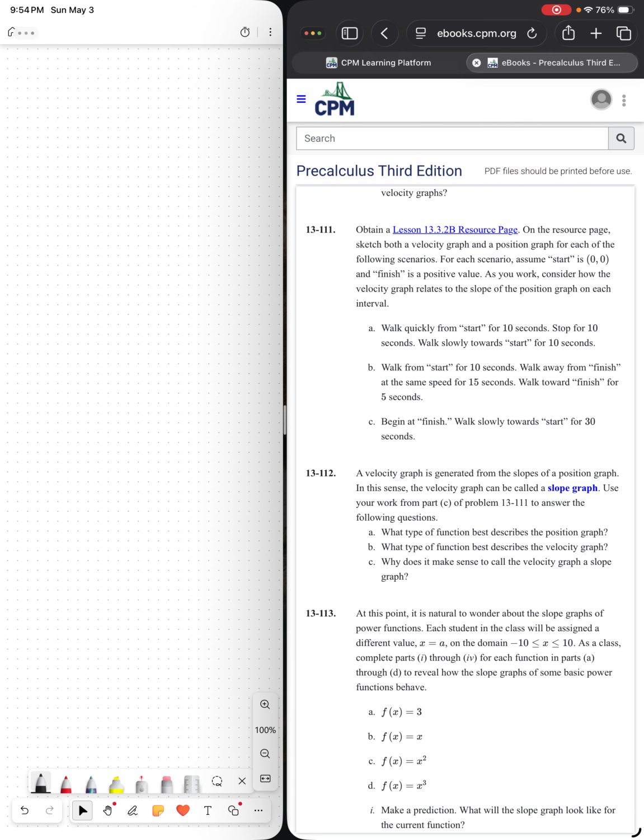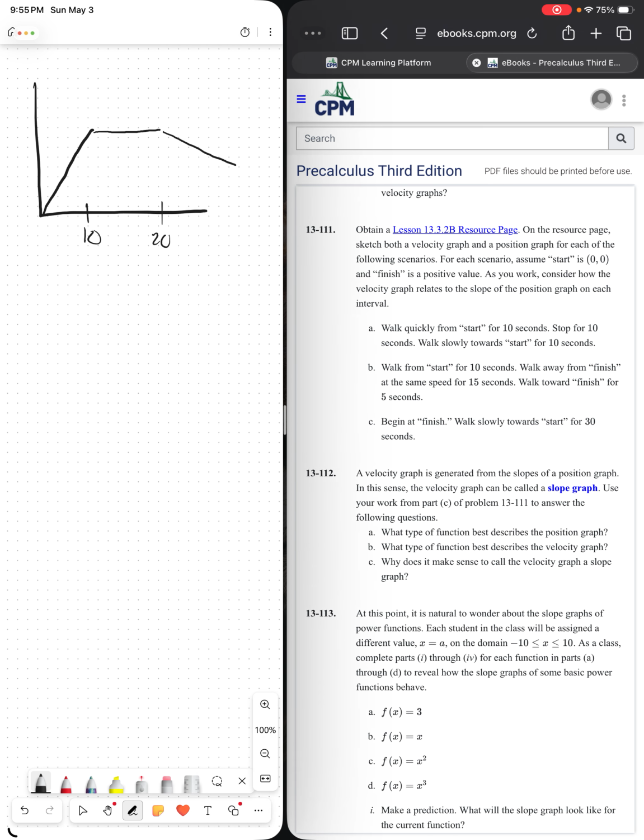Looking at the next one, we have just some scenarios here. So you walk quickly from the start for 10 seconds, you stop for 10 seconds, and you walk slowly towards the start. So here's this graph. We walk away from the start quickly for 10 seconds. We stop for 10 seconds, and then we walk slowly back towards the start for 10 seconds. So that would be your position graph.